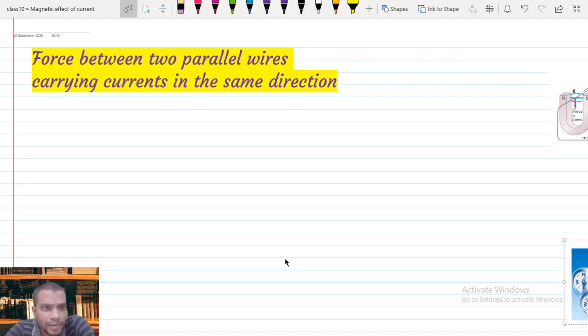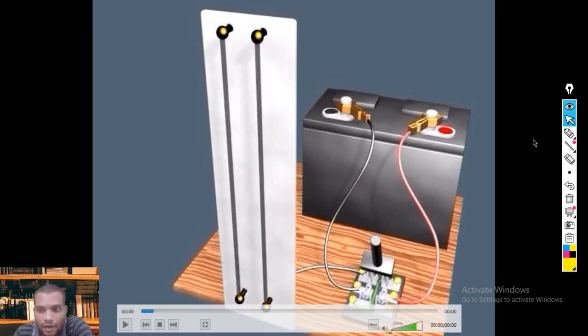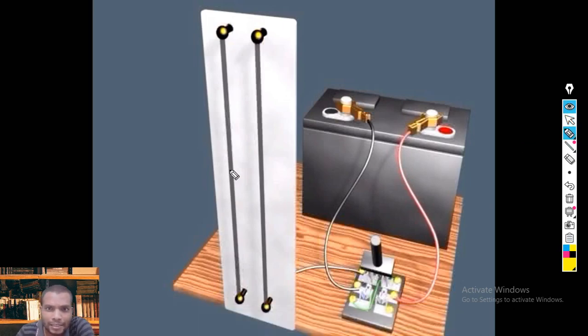Today I would like to discuss the force between two parallel wires carrying currents in the same direction. Let's try to understand the setup given here. These two wires are connected to a battery and they are parallel wires. Suppose this is wire AB and the other wire is CD.